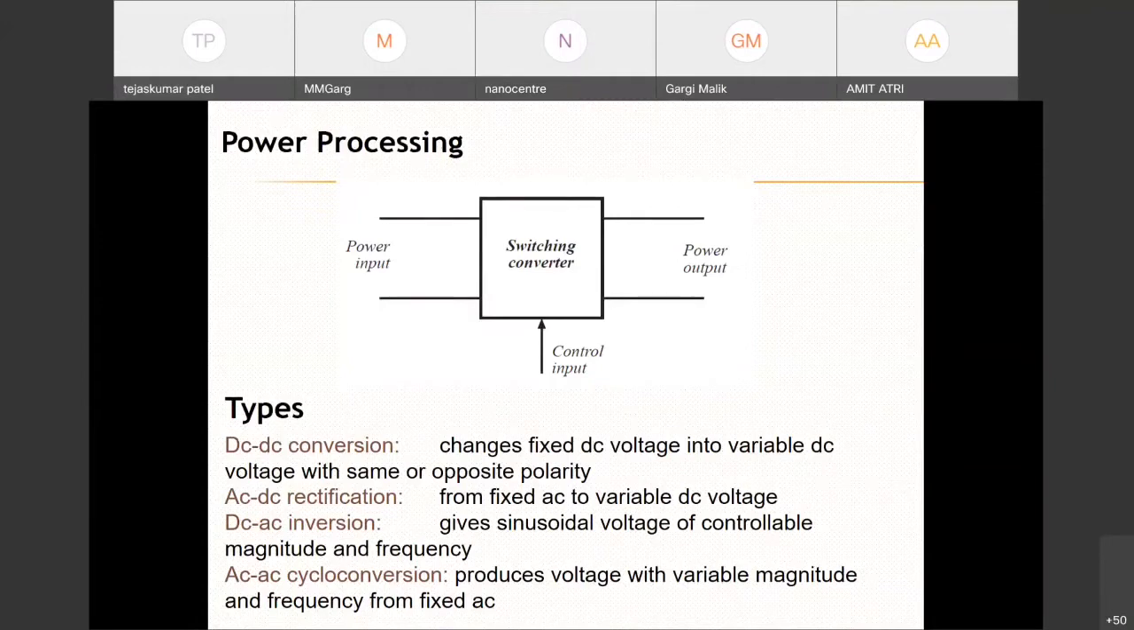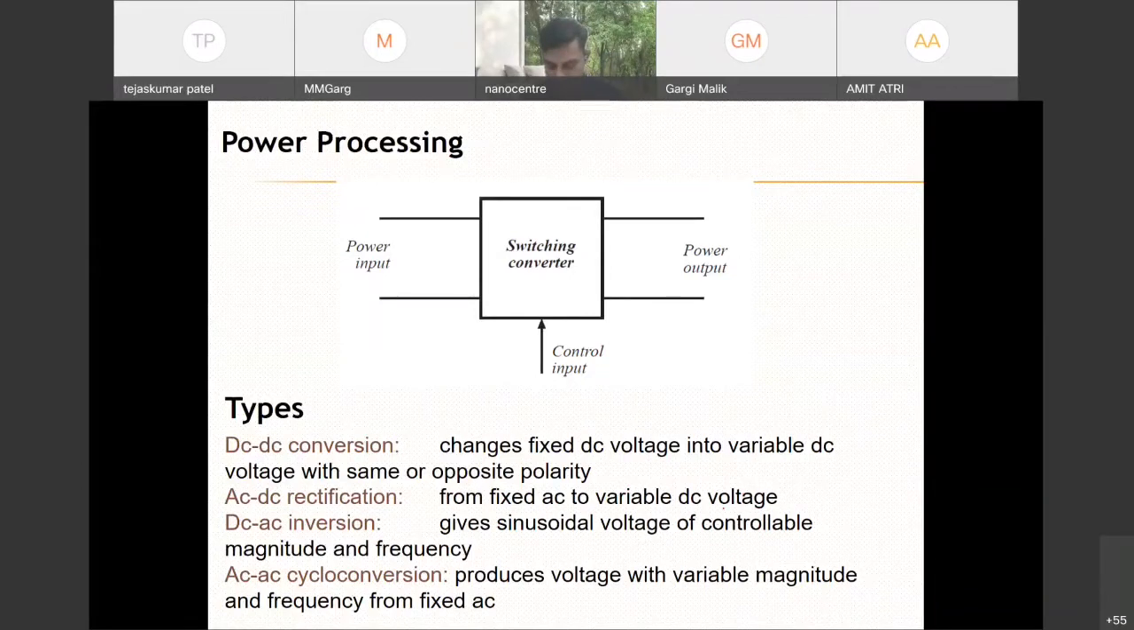Yeah, so we know that power is available to us in various forms. It may be in DC form, it may be in AC form, and the output or user demand may be in some other form, right? So to process that power, we need some kind of devices. Those devices are basically called power electronic converters. Based upon what is input and what is output, there are various types of power electronic conversion processes.